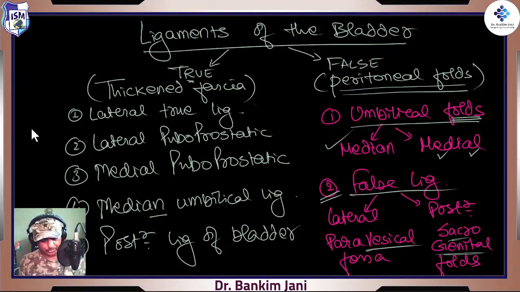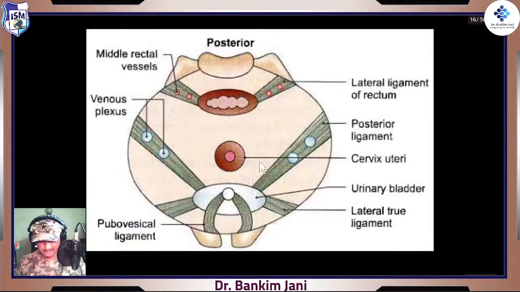Let's come to the true vesical ligaments, where we know true ligaments are thickened fascia. Lateral true ligament, okay. Then there is the posterior ligament, and there is the median umbilical ligament. Yes, this we know, that is because of that urachus. And there is lateral and medial puboprostatic. Now this looks crazy, right? Let's have a look at the figure where it will make more sense.